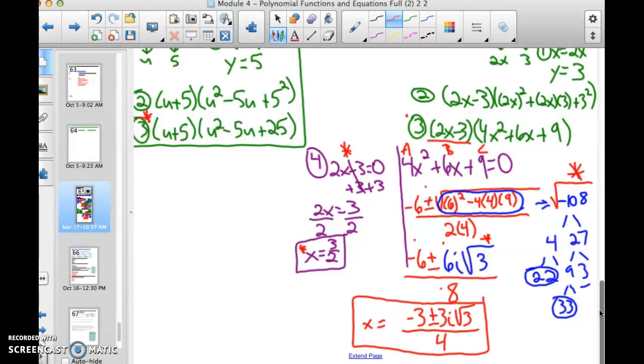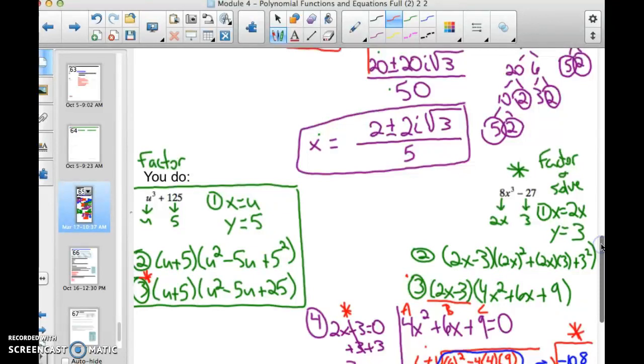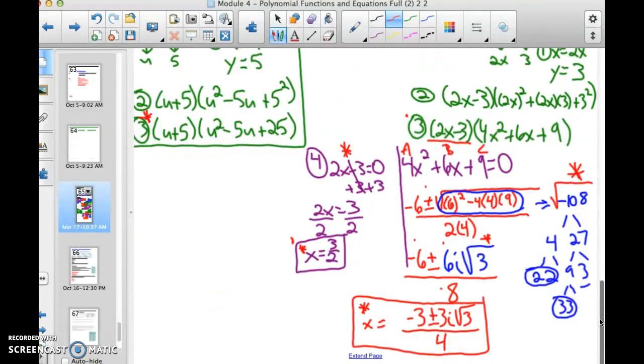All right, so I found one solution right here and 2 solutions right there, which give me 3 solutions, and I was looking for 3 solutions, so I am done. If your work doesn't look like that, please raise your hand and I will come check it.